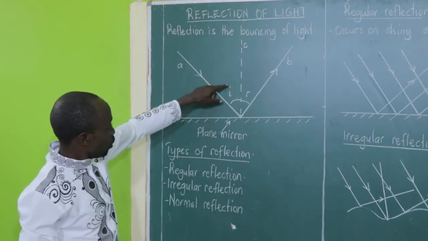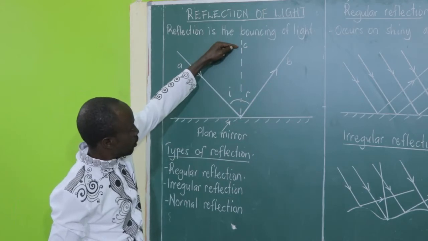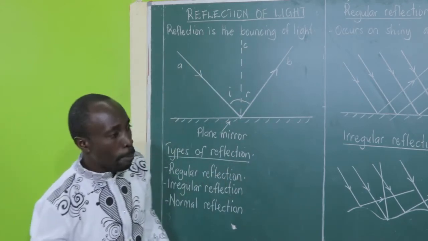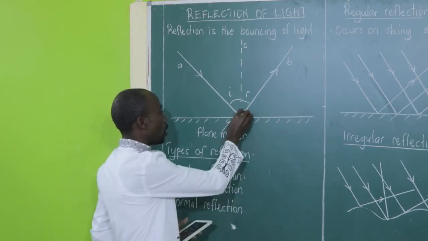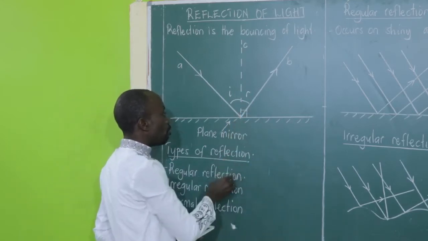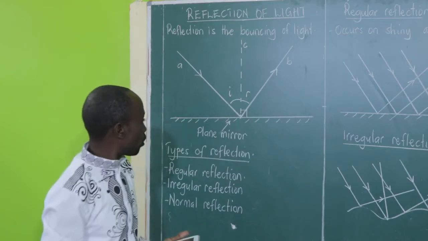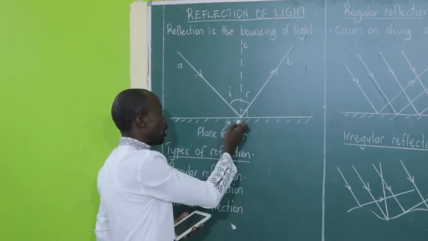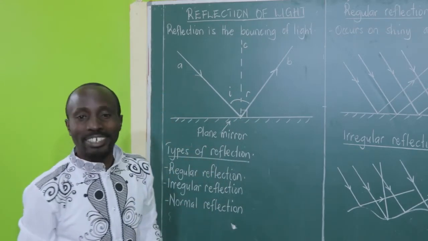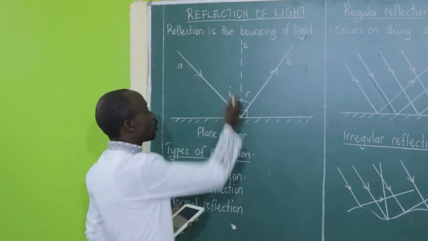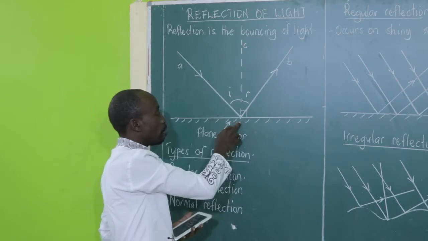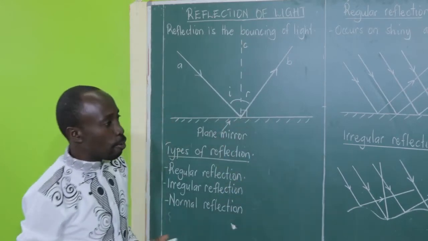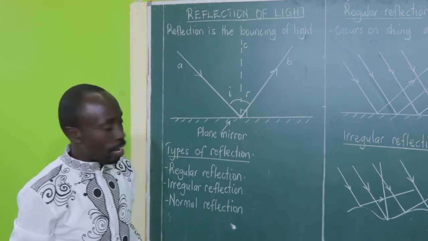Now, we have C here. C is what we call the normal ray. Why is it normal? Because it is perpendicular to the reflecting surface or the plane mirror. That sign you know very well represents a perpendicular. A perpendicular means something is touching the surface at 90 degrees. So that ray which strikes the mirror at 90 degrees is what we call the normal ray. You can simply call it the normal.